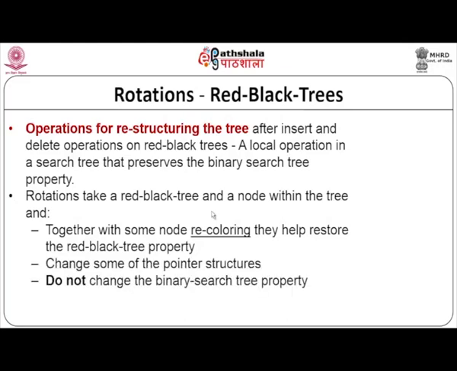So, change some of the pointer structures also, but at any cost you should not change the binary search tree property, that is taken for granted. You need to have the red black tree properties also, but you should not change the binary search property. Now, there are two types of rotation, left rotation and right rotation.